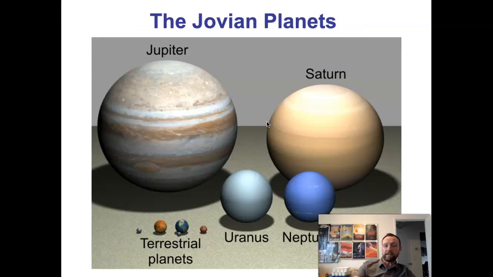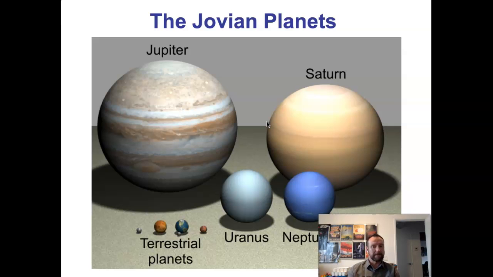Then you're in the outer solar system, in the realm of the Jovian planets. What do the Jovian planets all have in common? What characterizes the Jovian planets? Well, as you can see from there, they're big. They are high mass. What are they made of? They're mostly made of gas. So typically you also call the Jovian planets gas giants because they're mostly made of gas.